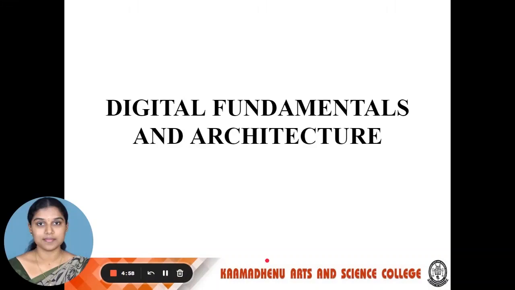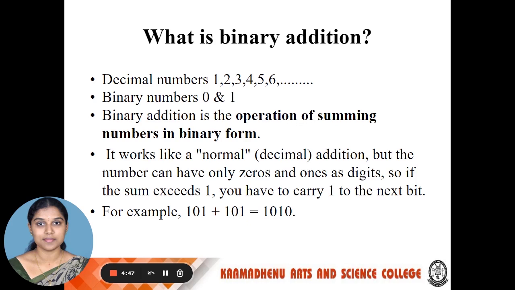In digital fundamentals and architectures, we are going to see binary addition, binary subtraction, binary multiplication, and binary divisions. Before we see what binary addition is, we should know what decimal numbers and binary numbers are. Decimal numbers are 1, 2, 3, 4, 5, 6. These are the numbers used in our day-to-day life. Binary numbers are 0 and 1 only.